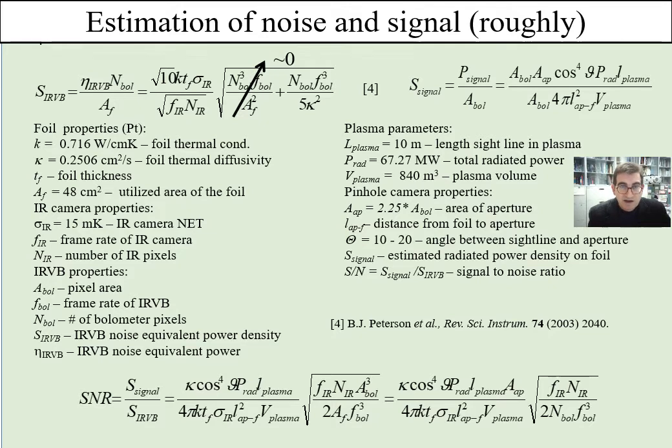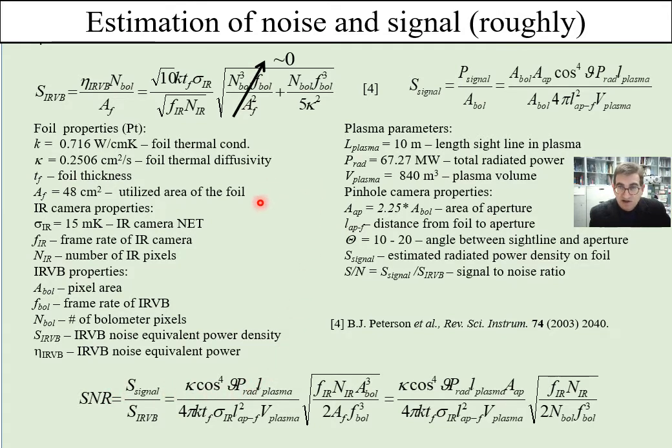So based on that heat diffusion equation, we derive this equation for the noise equivalent power, the sensitivity of the imaging bolometer, using the propagation of errors. And then we have another equation here, a simple equation for the signal level, assuming a uniformly radiating plasma. And taking the ratio of those, we can get the signal to noise ratio.